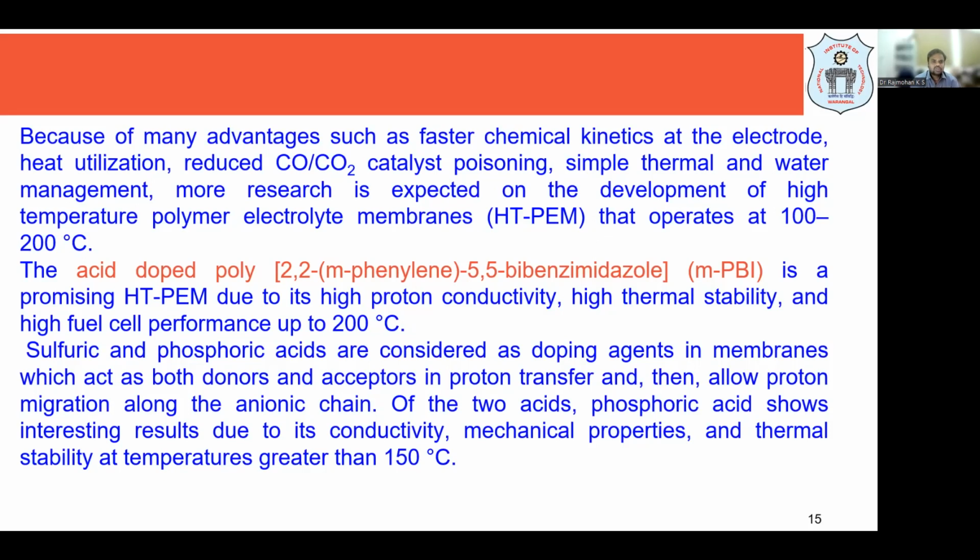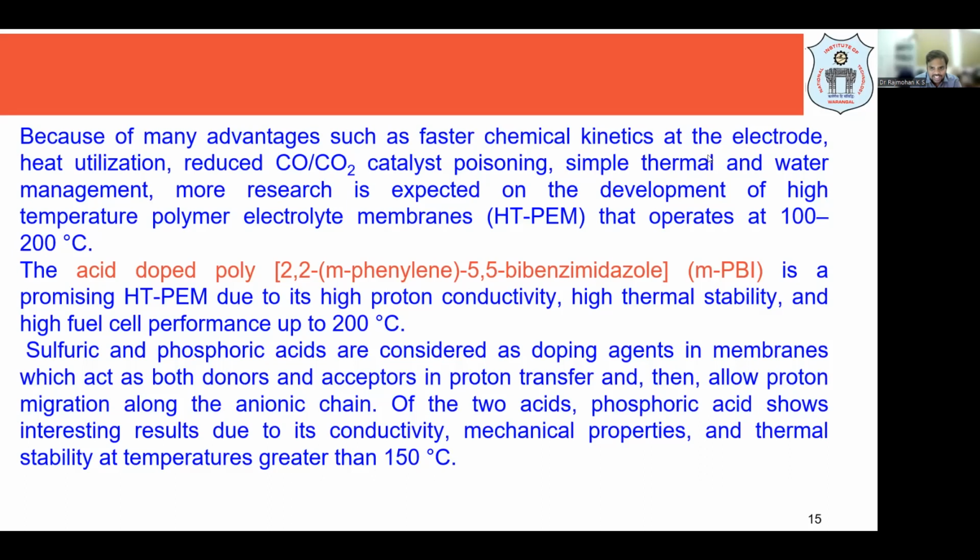Now coming to our PBI, because of its many advantages, it will provide faster chemical kinetics at elevated temperatures. So the chemical kinetics at the electrode will be faster. It makes use of better heat utilization. Catalyst poisoning can be reduced because it can tolerate more ppm of carbon monoxide, and it allows simple thermal and water management. All this has led to more research expected in the development of high temperature PEM fuel cells, which operate at 100 to 200 degrees Celsius.